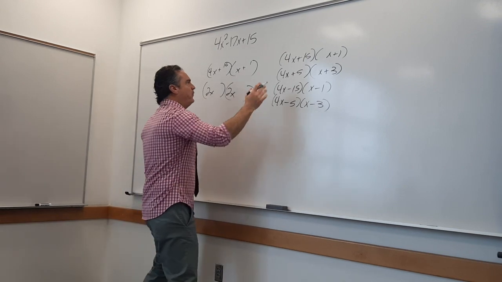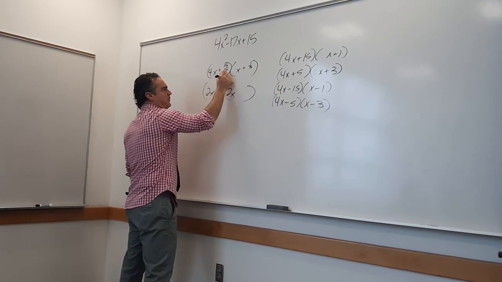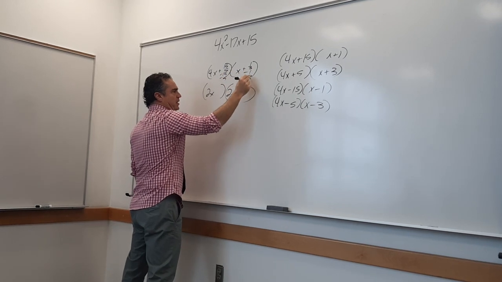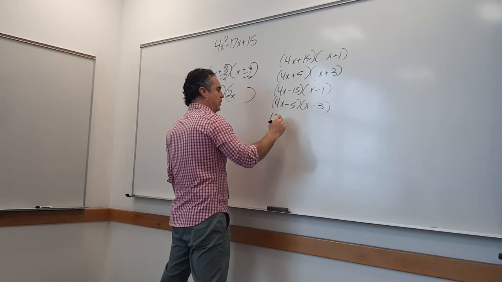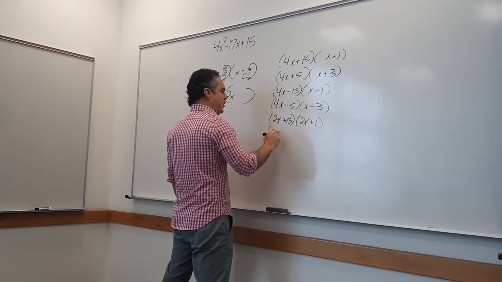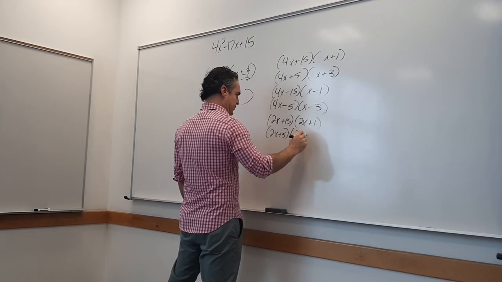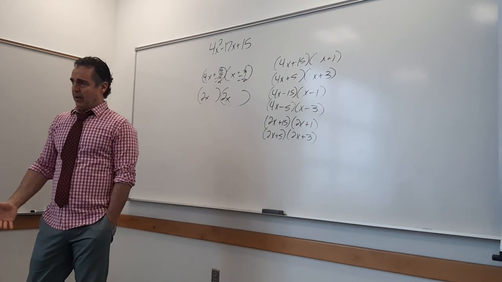Now you could take all 4 of those options of 15 and 1, and 5 and 3, and negative 15 and negative 1, and negative 5 and negative 3, and you could put them all here too. So now you would have 2x plus 15. And I'm not going to write all these. 2x plus 1, and 2x plus 5, and 2x plus 3, and on and on and on. And you would have 8 options total.